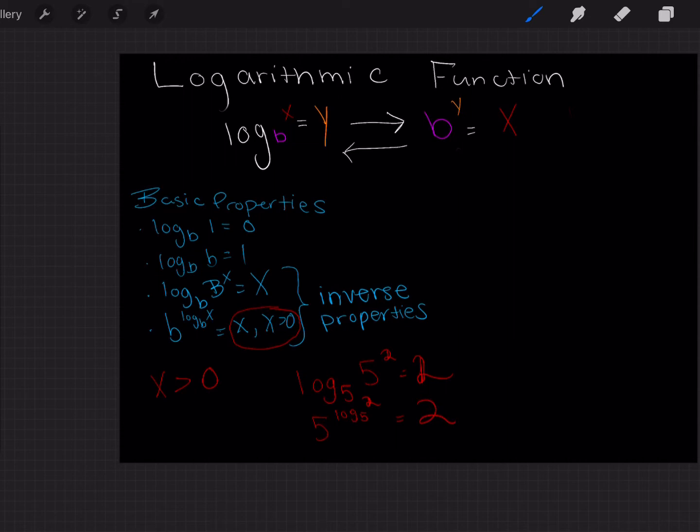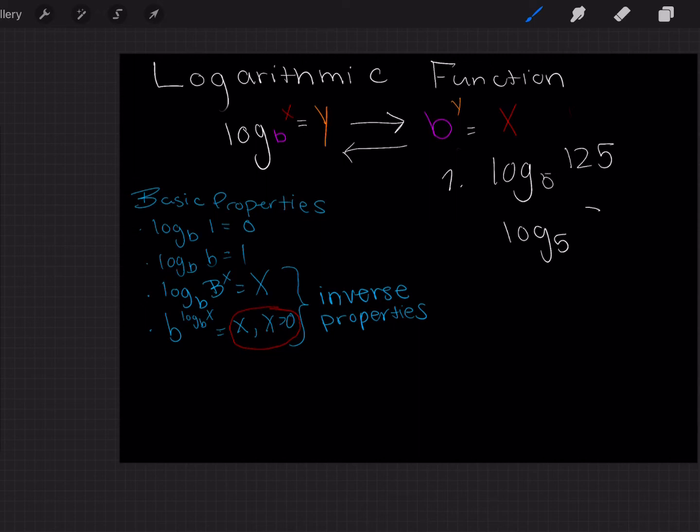Now, our two good example problems: the first is log base 5 of 125. So 125 can be turned into 5 to the third, which is 125. So that cancels out our log base 5 and our 5, leaving us with x equals 3. And then when we have 12 to the power of log base 12 of 4.7, that means that our x is equal to 4.7.